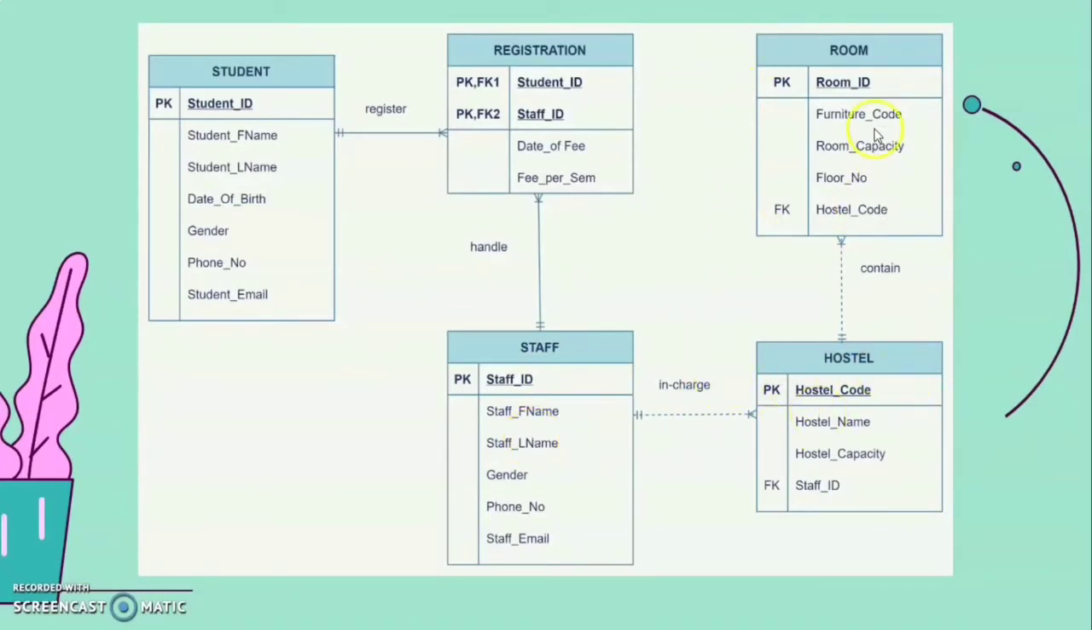For the room entity, there is a primary key, room ID, furniture code, room capacity, floor number, and a foreign key, hostel code, because there is a many symbol. So the connectivity between hostel and room is one to many, because one hostel can contain many rooms, but each room can only be contained by one hostel.